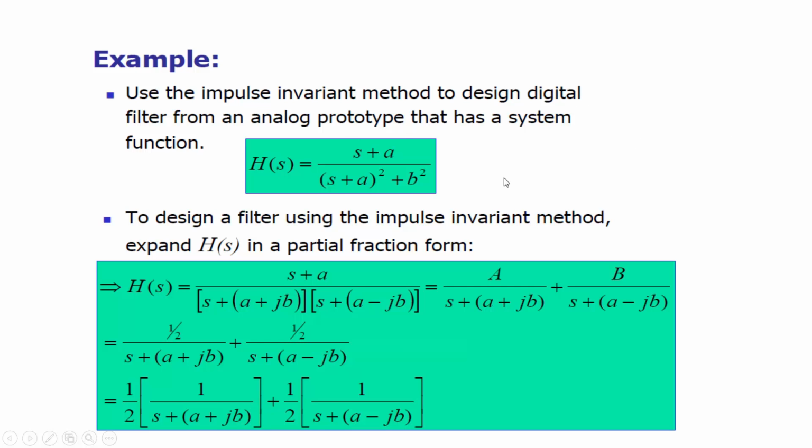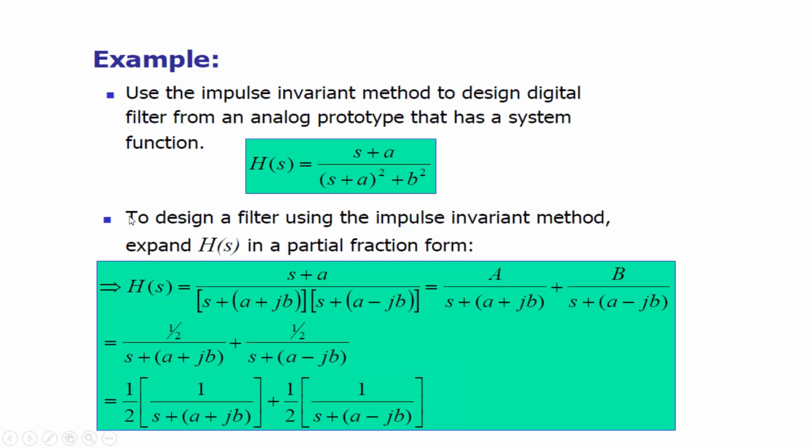Let's try to look at one more example. Use the impulse invariant method to design a digital filter from an analog prototype that has a system function. Now the analog filter has this transfer function, s plus a, so it has a zero also.